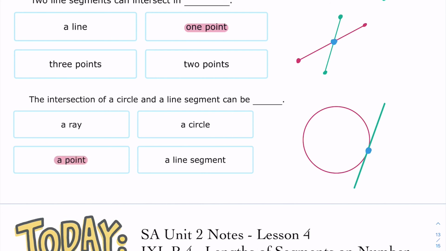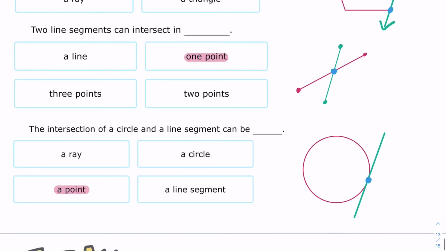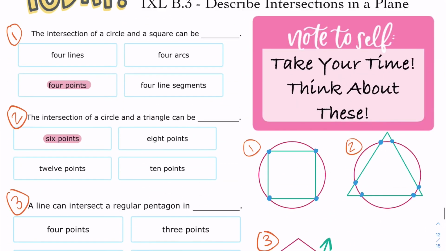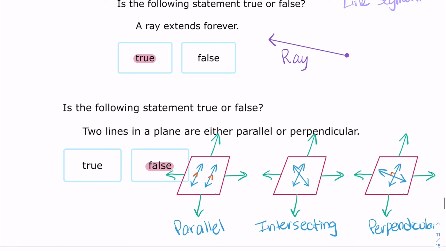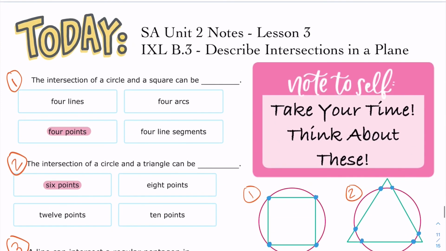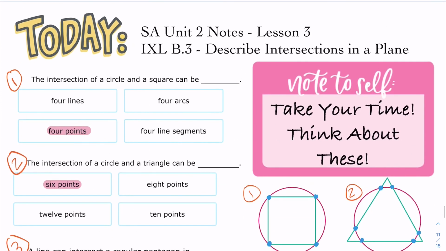So each one of these are a little different. We can work together on them, but drawing them out will really help. And now you also have this cheat sheet, right? So for this lesson and the previous lesson, you have cheat sheets where if they ask you the same question, you can just use the answer that you found in the cheat sheet by watching this video. Okay, so IXL B3 describing intersections in a plane, and good luck.